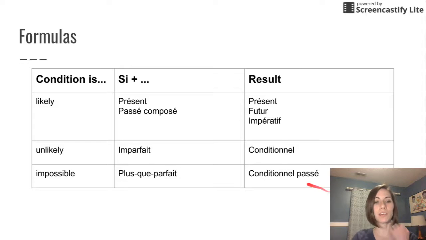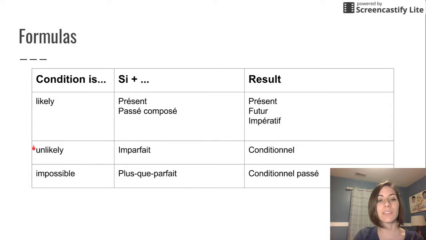Here are the formulas that you'll see. Again, if your condition is likely, in your si, in your if statement, so if he did the homework, you can use the présent or the passé composé. The resulting statement can be in the présent, the futur, or the impératif. Il recevra un A. He will receive an A.